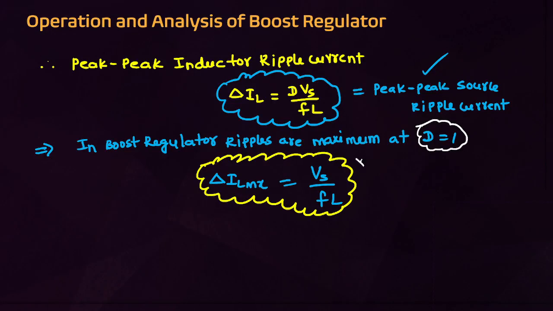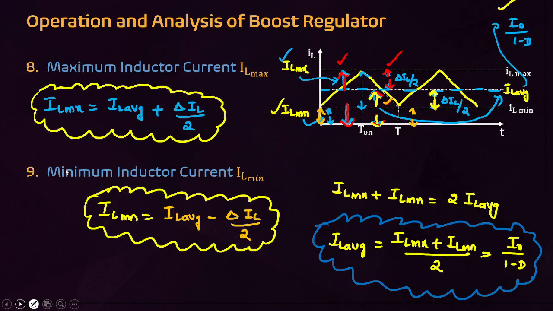But what is the maximum inductor ripple current? In the boost regulator it is Vs by FL. But in the case of a buck regulator, what is the maximum inductor ripple current, friends? Vs by 4FL. But here it is Vs by FL only. Next, what is the maximum inductor current formula? Same: IL average plus delta IL by 2. But here IL average is different. IL average in a buck regulator is I naught, but here it is I naught by (1 minus D).